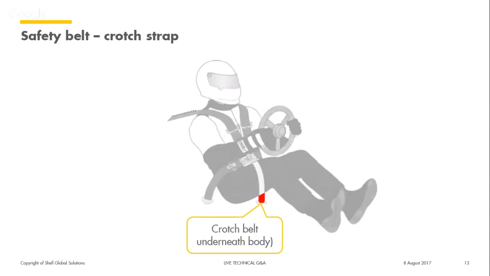So this is a picture of the crotch strap and how it should go. So it should just go underneath the body. The objective of this is to make sure that the driver does not slide in front in the case of an accident. That's why we want a crotch strap going backwards underneath the driver.